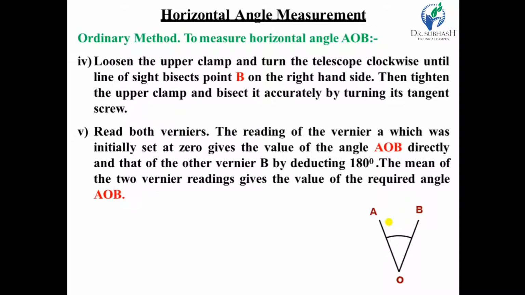After that, we have to loosen the upper clamp and turn the telescope clockwise until the line of sight bisects point B on the right hand side. Then tighten the upper clamp and bisect it accurately by turning the tangent screw. Read both the verniers. The reading of vernier A, which was initially set at 0, gives the value of angle AOB directly, and vernier B gives it by deducting 180 degrees. The mean of the two vernier readings gives the value of the required angle AOB.